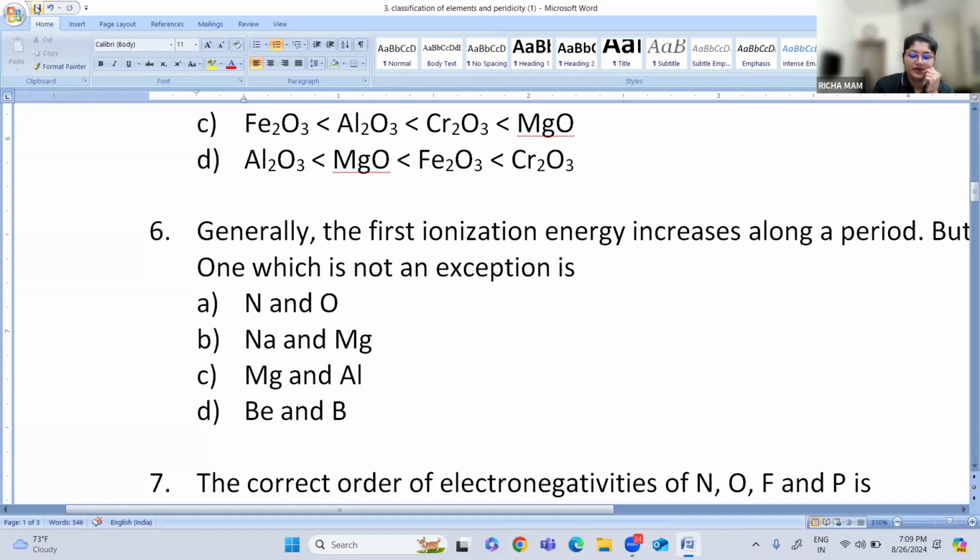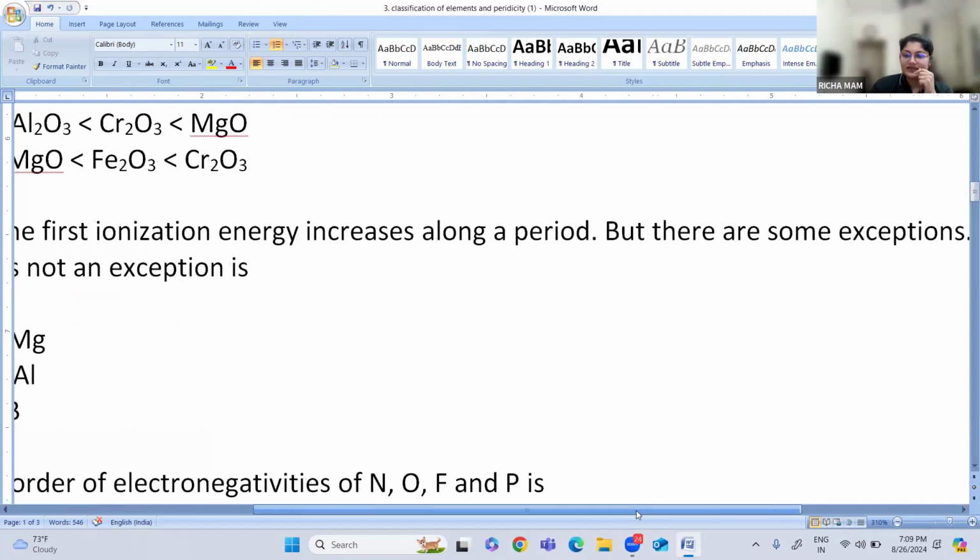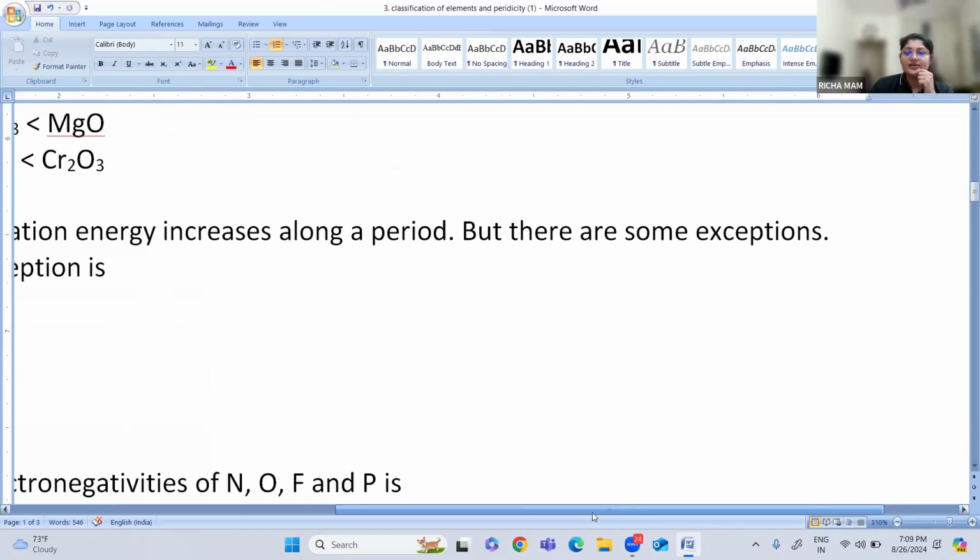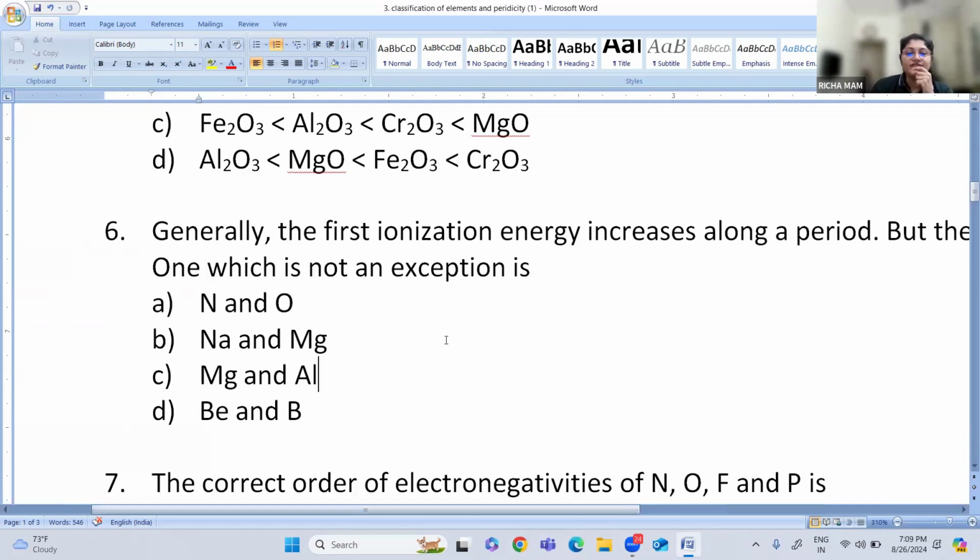How are we going to apply this now? What is the question asked? The first ionization energy, as we know, increases across the period, but there are some exceptions. Here they've asked which is not an exception among the following. So there are four options: A, nitrogen and oxygen; B, sodium and magnesium; C, magnesium and aluminum; and D, beryllium and boron.